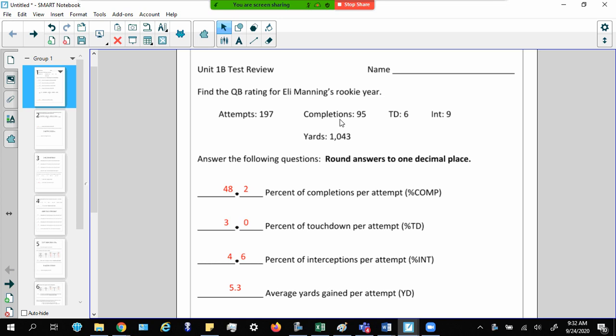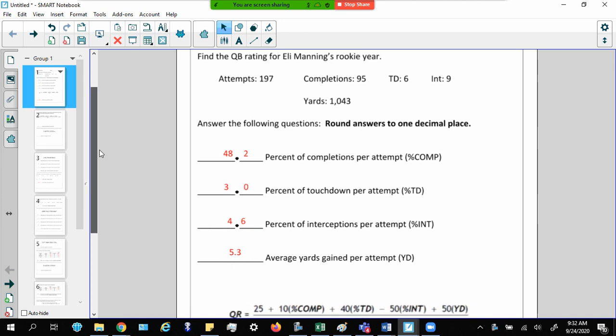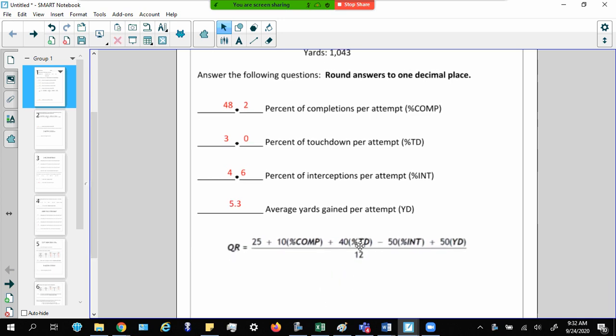Our first question is, find the QB rating for Eli Manning's rookie year. What we have is all the attempts, completions, touchdowns, all that good stuff. Now we're going to need the formula, so I went ahead and put the formula down here. In this particular formula, we've got to do a couple of things.